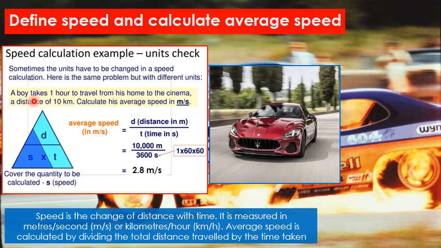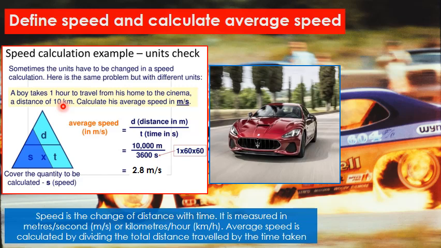For example, in this question, it says a boy takes 1 hour to travel from his home to the cinema, a distance of 10 kilometers. Calculate his average speed in meters per second. So what is the average speed of this boy in meters per second? So average speed is equal to distance over time. So we want to change this 10 kilometers into what? Into meters. 1 kilometer is 1,000 meters.